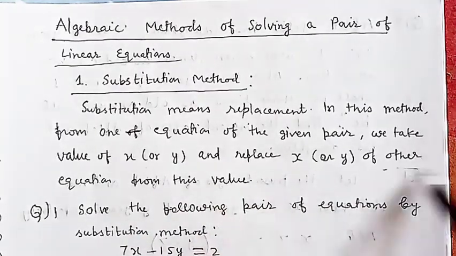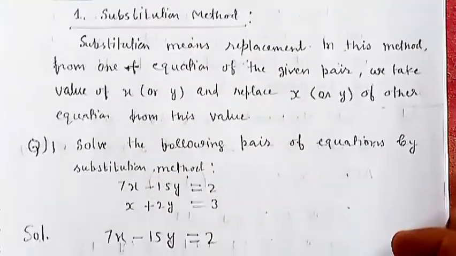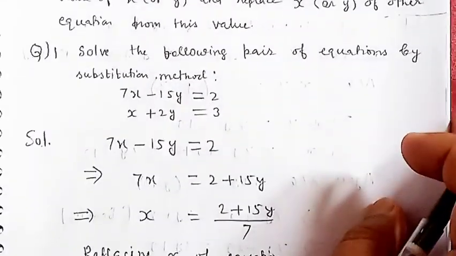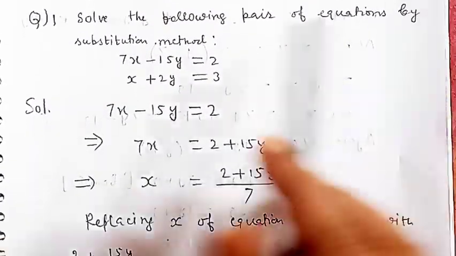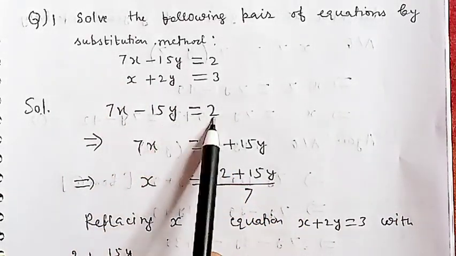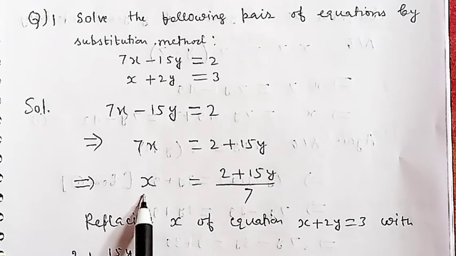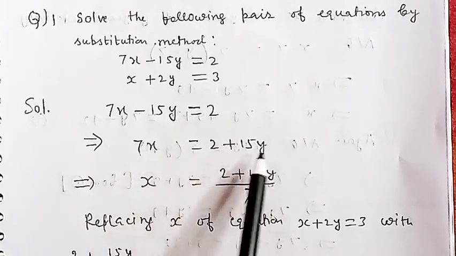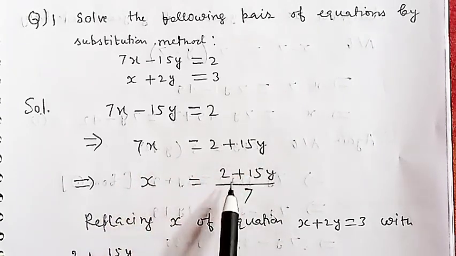For example, solve the pair of equations by substitution method. This is the pair of equations. 7x minus 15y is equal to 2. From this, 7x is equal to 2 plus 15y. From here, x is equal to (2 plus 15y) by 7.